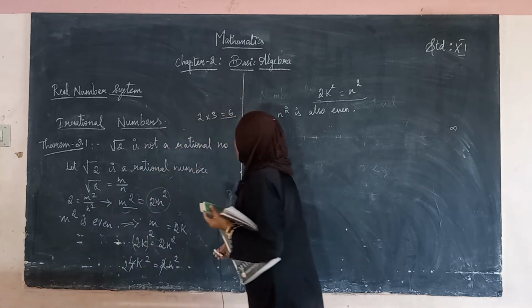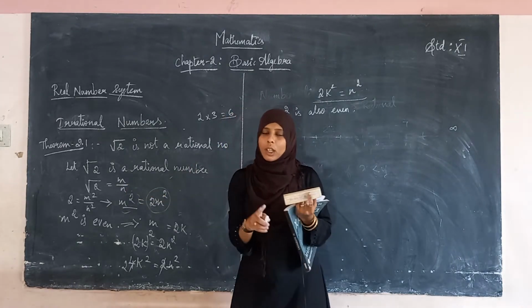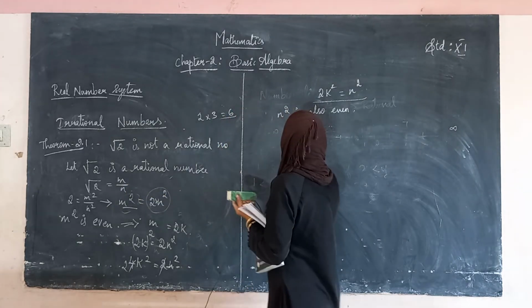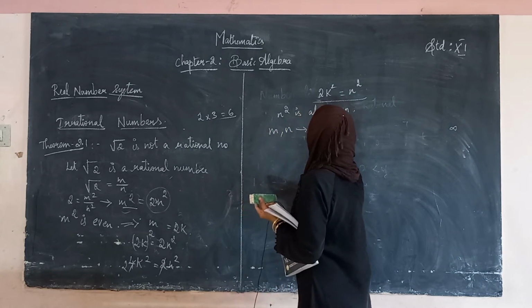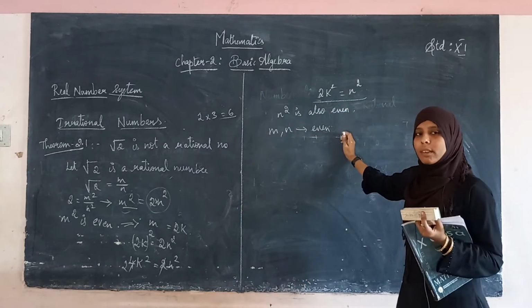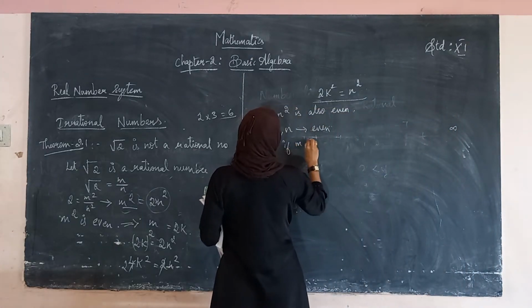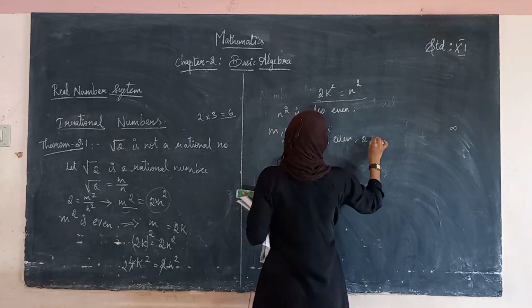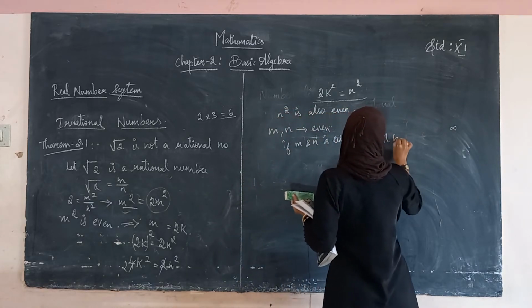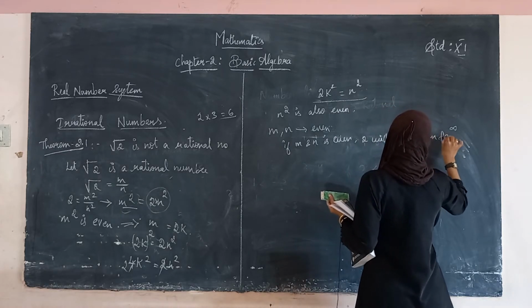Therefore see here, from the first step we took m and n, having only one common factor, that is 1. But now we get that m and n are both even. If both are even, 2 will be a common factor, right?